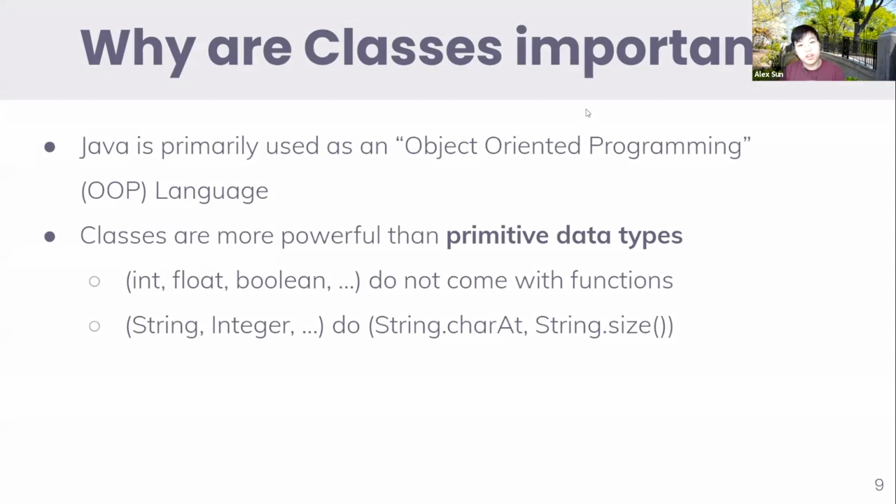All right, a few more. So why are classes important? Why do we care? You're going to see this term thrown out a lot: Java is primarily object-oriented programming. It's a fancy word, and there's more than one word that people like to use.